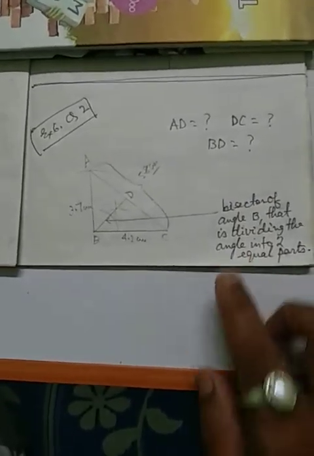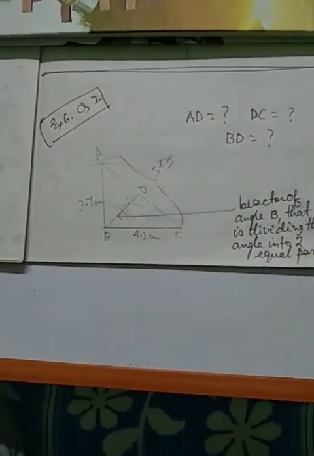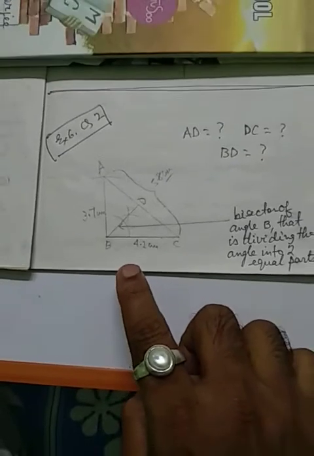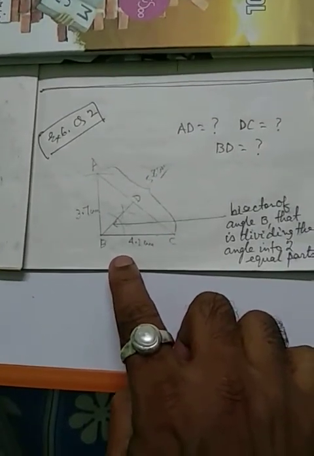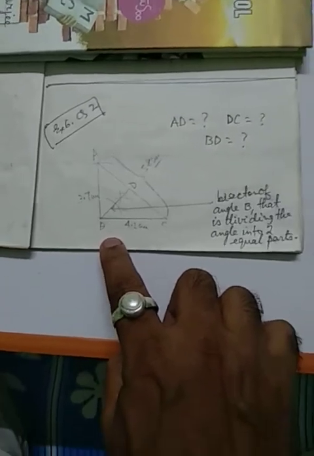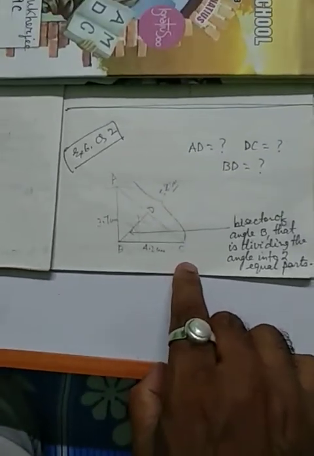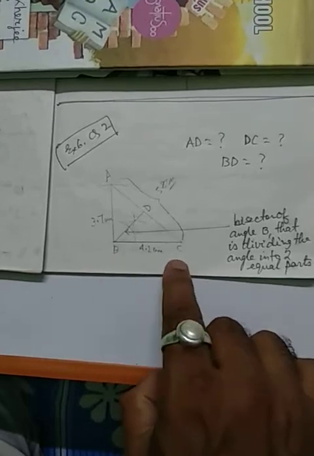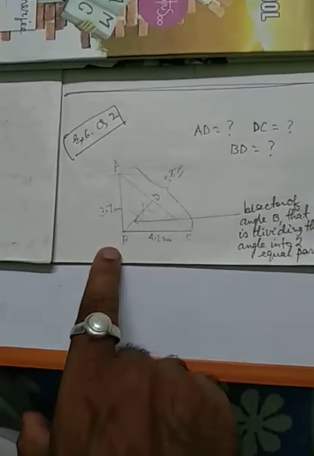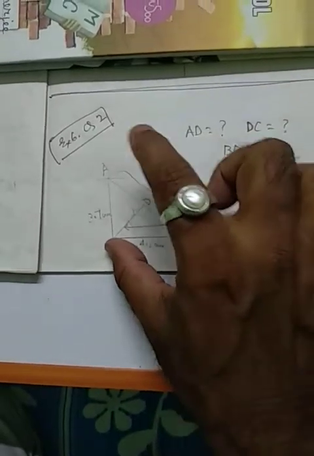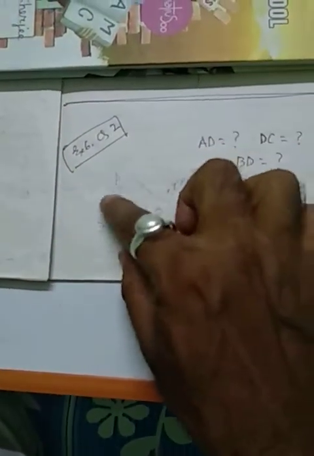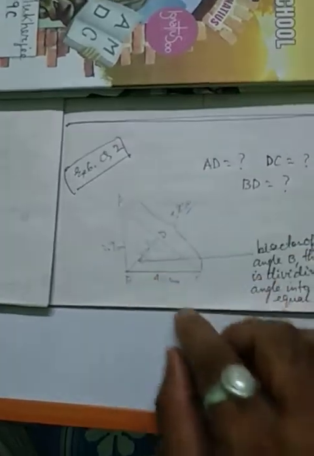So students, this is exercise 6 question number 2. Now you see here you are given the three sides of a triangle. So we are taking the base BC as 4.2 centimeter. Then this AB. You take an arc from the point B. You take an arc of 3.7. Then you cut. That will be your A.